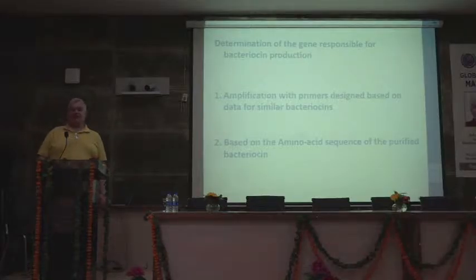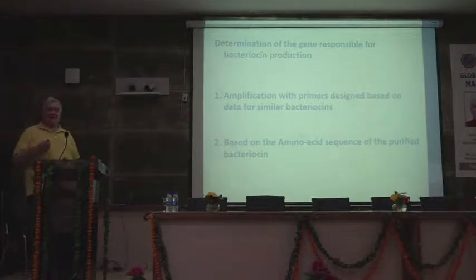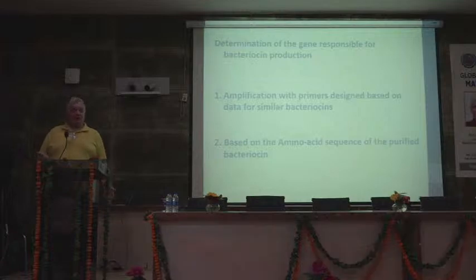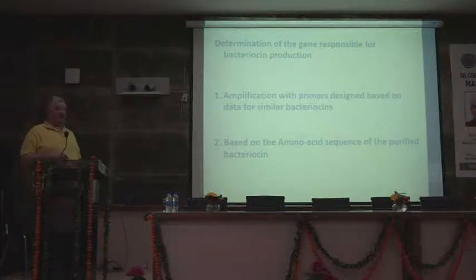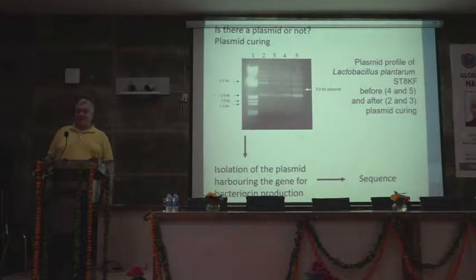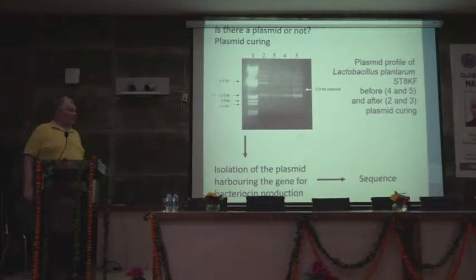If you have positive results, great. If you don't have positive results, you need to look further. But again, my bacteria may be producing a completely new bacteriocin, so we need to go further. Based on the amino acid sequence of the purified bacteriocins, we can generate primers based on the sequence of the protein, and then do another PCR and detect the gene. There will be some examples on this, don't worry.